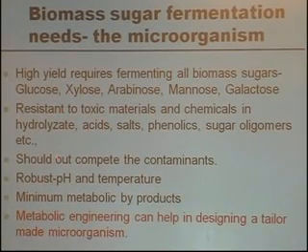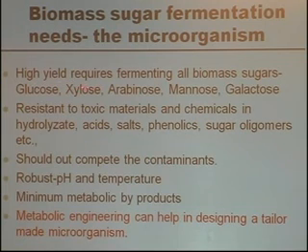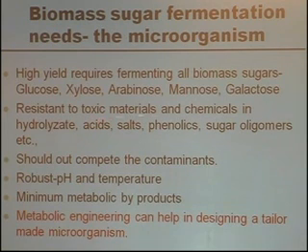Okay, so what will be the requirements? High yield requires fermenting all the biomass sugars: glucose, xylose, arabinose, mannose, and galactose. These organisms should be resistant to toxic materials and chemicals, because in many processes we use harsh chemicals for pre-treatment, right? They can produce some toxic products. So even if small traces of these toxic products are present in the liquid, these cells will not be able to function. We need to develop a microorganism which can tolerate all these toxics.